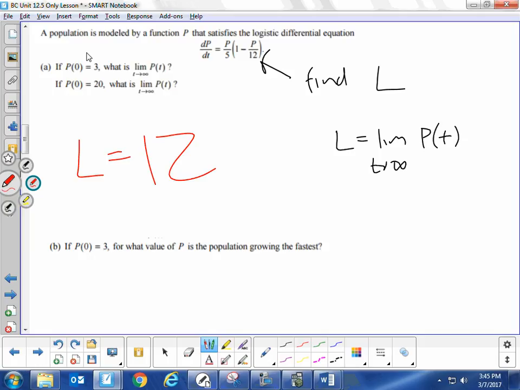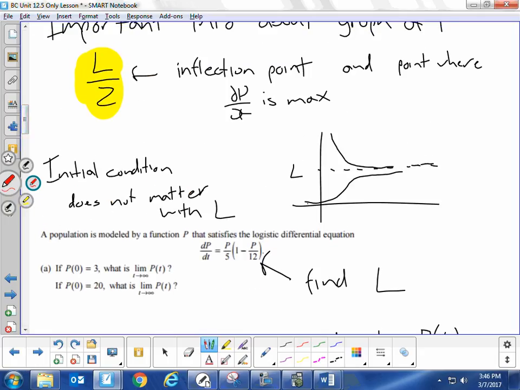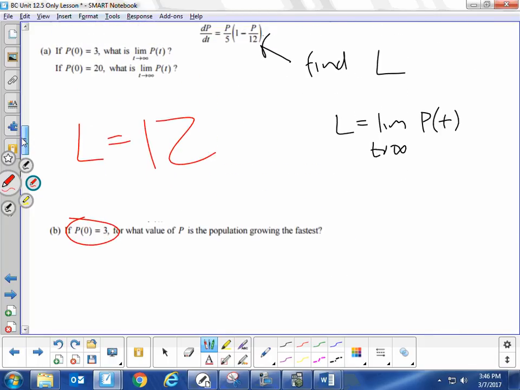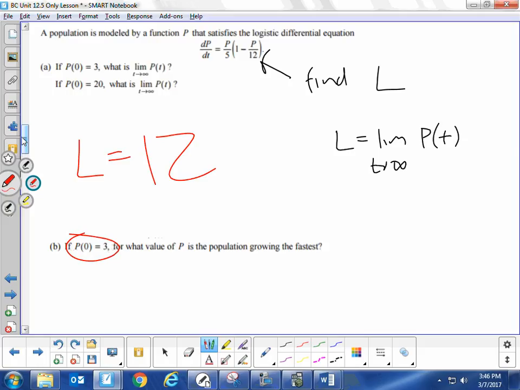Part B, if P of 0 is equal to 3. Now this is important because we are underneath L. So in this situation, if you're underneath L, you go like this. If you are above it, you're going to decay towards it. But if you are underneath L, when is your population growing the fastest? What's this answer? For what value of P?